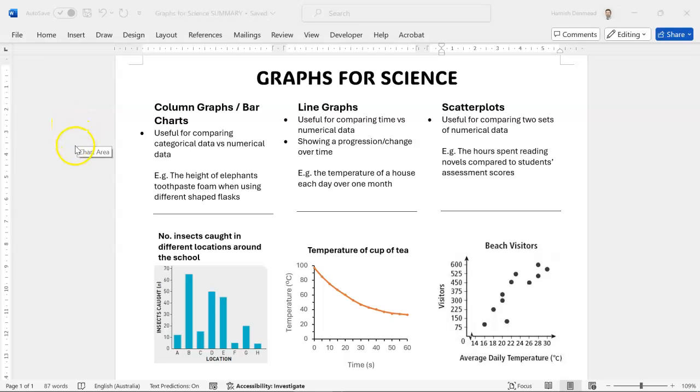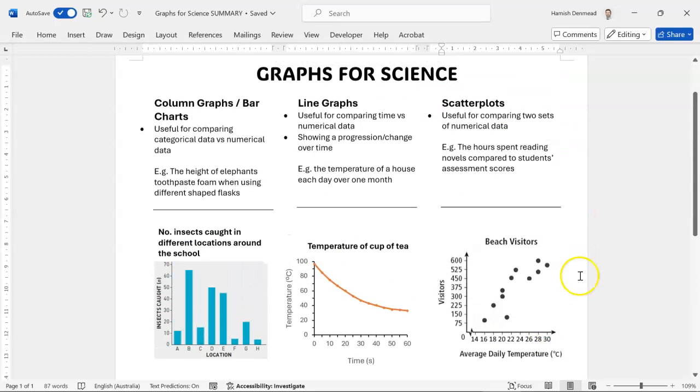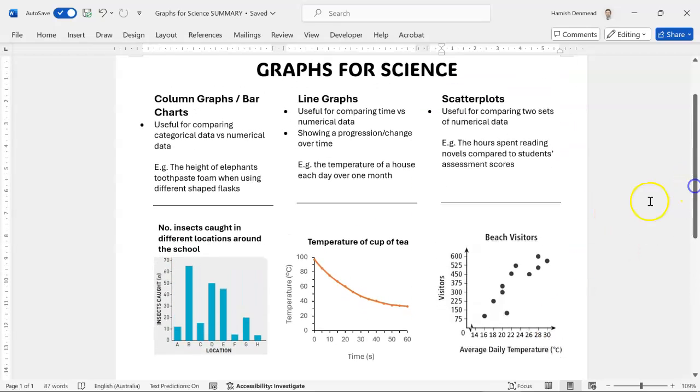Hey everybody. We've learnt about how to make tables of our data, particularly using Excel, and now we're going to start looking at how to make graphs using our tables of data. Here's a summary of the 3 most commonly used graphs that you'll use to show your results in science.